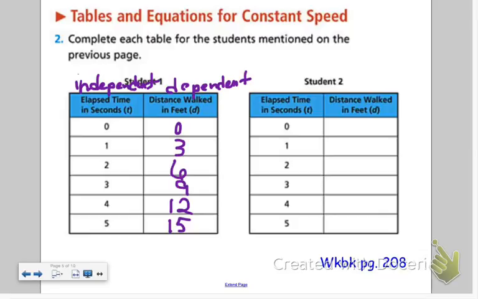Now student 2, on the other hand, they went 5 feet per second. So if 0 seconds has passed, then they've gone 0 feet. If 1 second has passed, well, then that changes the feet to 5. If 2 seconds has passed, then that changes the feet to 10, and so on and so forth. So you can see how the time affects the feet. The time in seconds is the independent variable, it stands alone, and the distance is the dependent variable because it depends on the time.